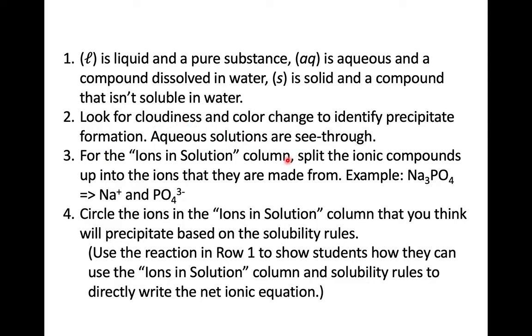For the ions in solution column, as you're writing up the lab, split the ionic compounds up into the ions that they are made from. For example, split sodium phosphate into sodium plus and phosphate 3 minus. Circle the ions in the ions in solution column that you think will precipitate based on the solubility rules. We will use the reaction in row 1 to show you how you can use the ions in solution column and solubility rules to directly write the net ionic equation.